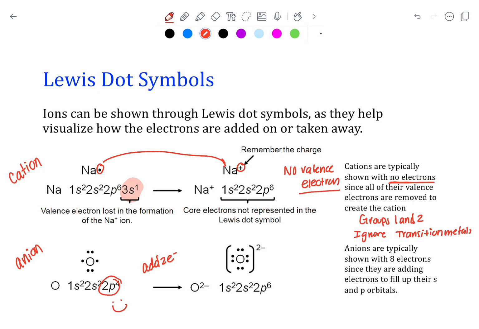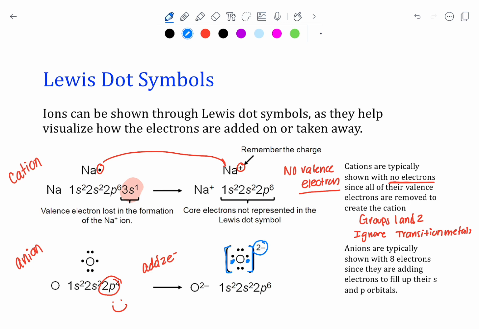So our Lewis dot symbol ends up showing 2 extra electrons. We add those 2 electrons to our unpaired electrons, so they would show up here and here. We then put that element and its symbol in brackets, and we put the charge on the outside to show how many electrons we added.